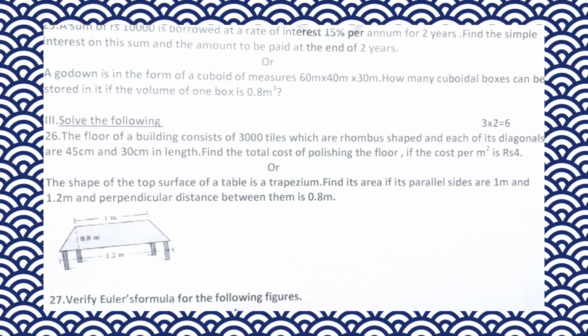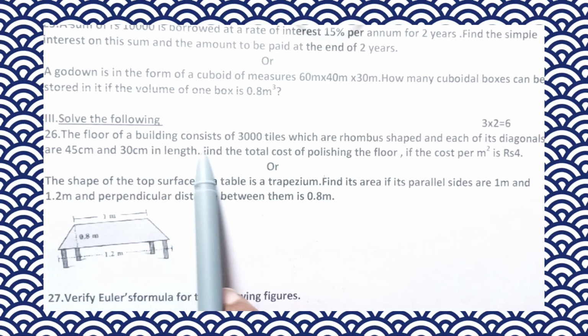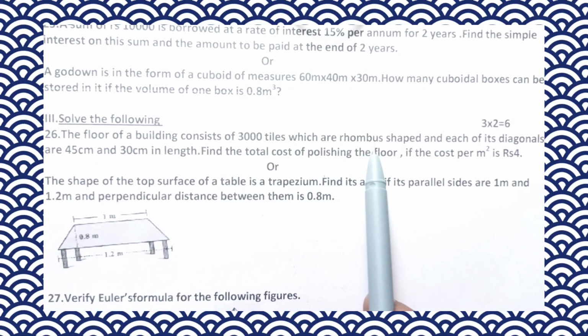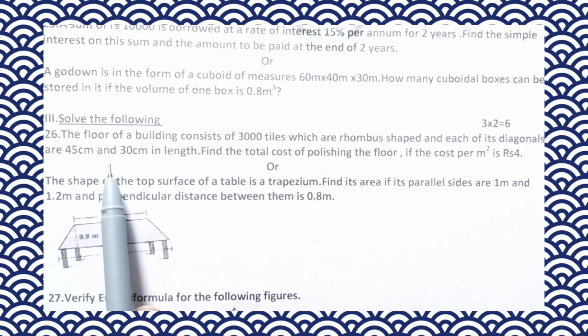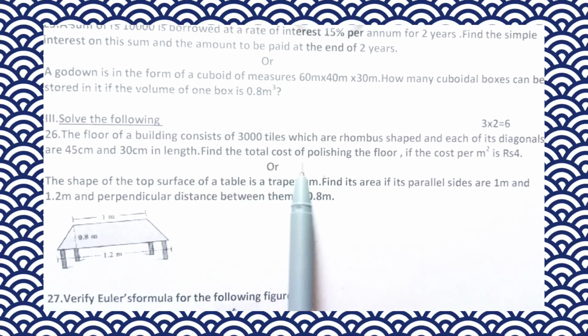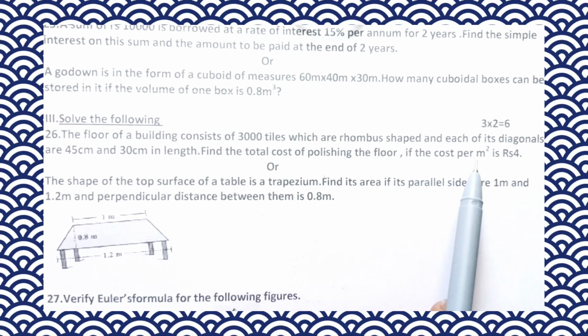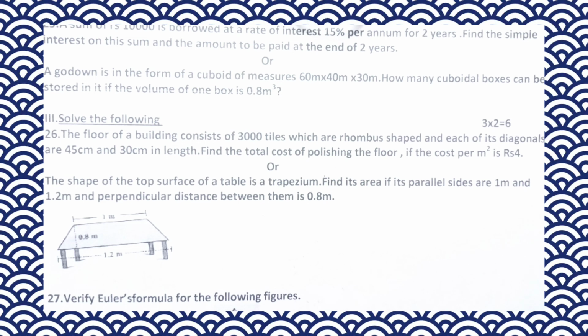26th question. The floor of a building consists of 3,000 tiles which are rhombus shaped, and each of its diagonals is 45 cm and 30 cm in length. Find the total cost of polishing the floor if the cost per meter square is rupees 4. So now let us answer this question.